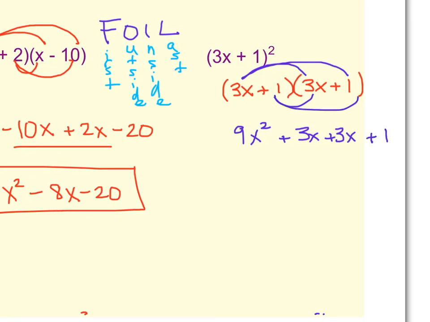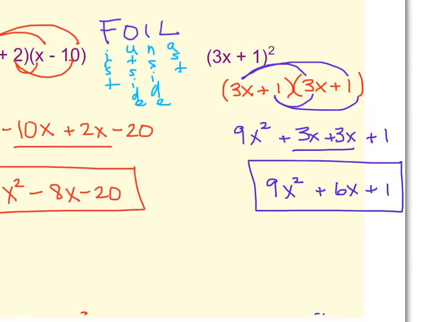Look to see if you have any like terms to combine. The 9x squared stays out front. 3x plus 3x is 6x. I don't change the exponents of anything because I'm not multiplying right now. And then bring down your plus 1. And our final answer is a trinomial.